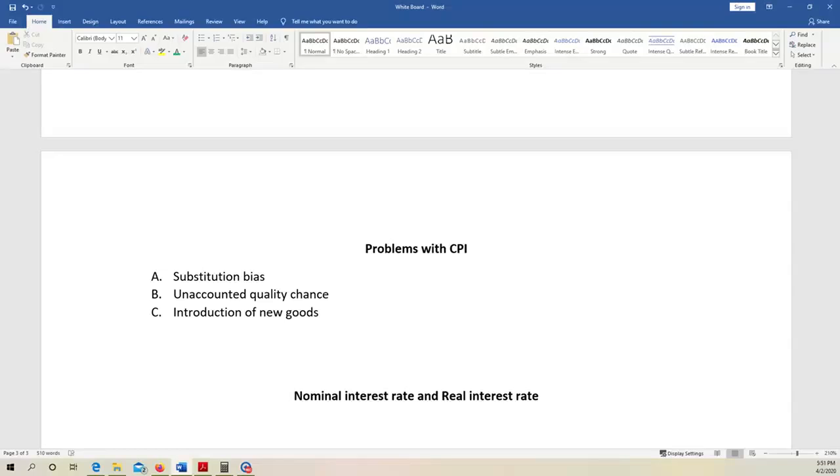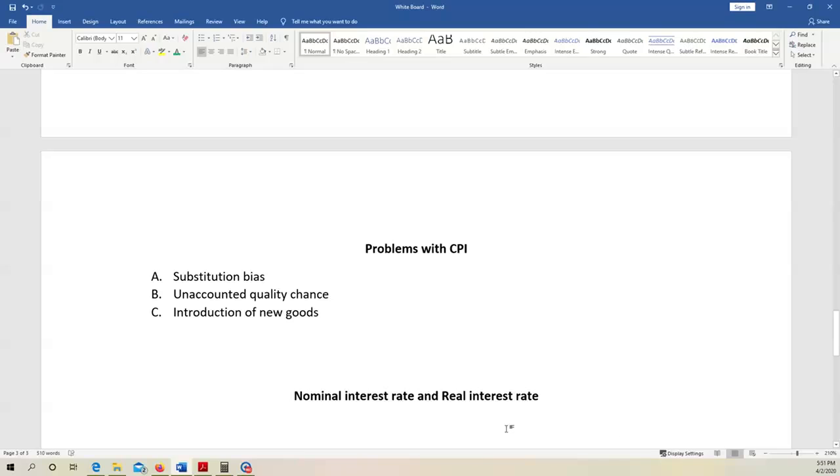About problem with CPI, and then we'll move on to nominal and the real interest rates. So if you remember when we talk about GDP, the gross domestic product, GDP overall is very useful but not a perfect measure, right? Remember, there are many problems associated with GDP. For example, GDP does not care about what? Environmental damage, right? So also CPI is not a perfect measure for cost of living.